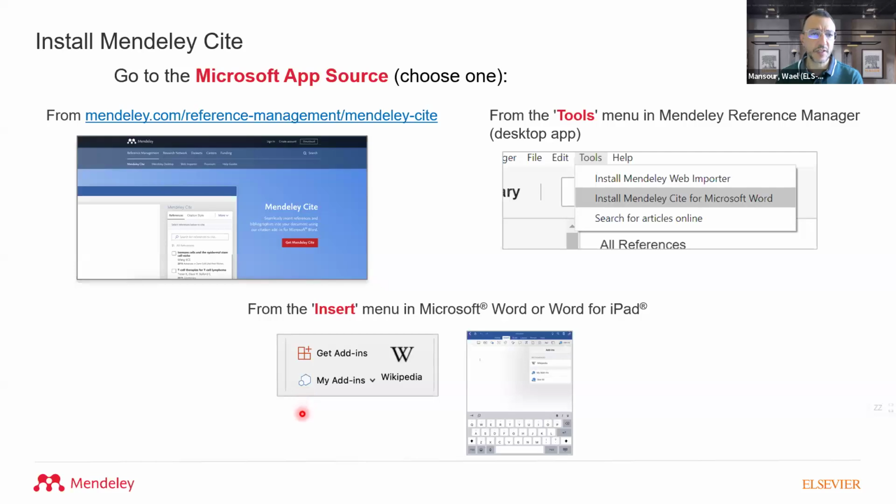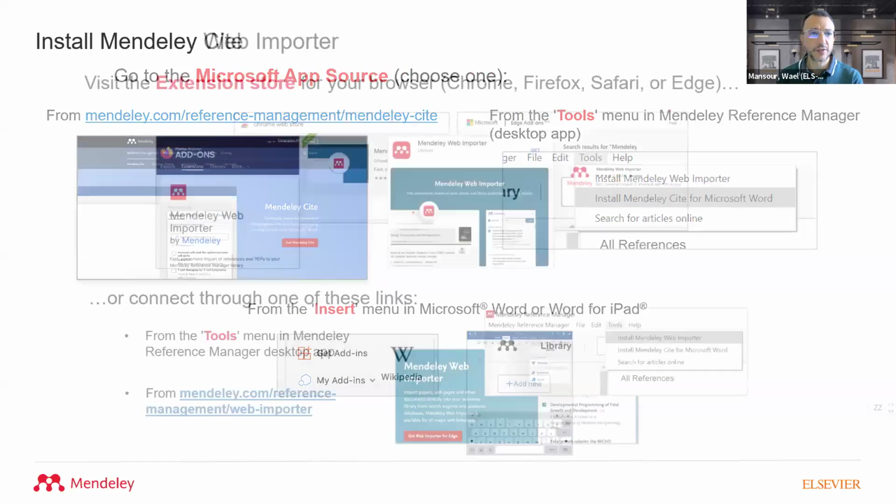Under the references tab, you will see the icon for Mendeley Cite, which allows you to add a reference while you are writing your research.